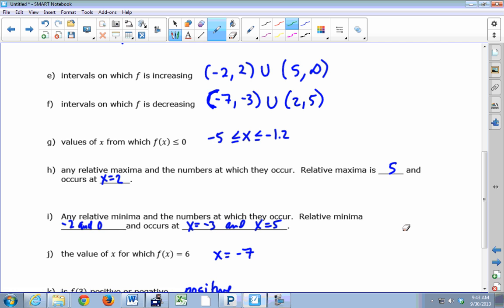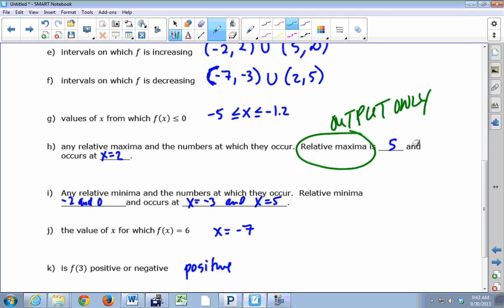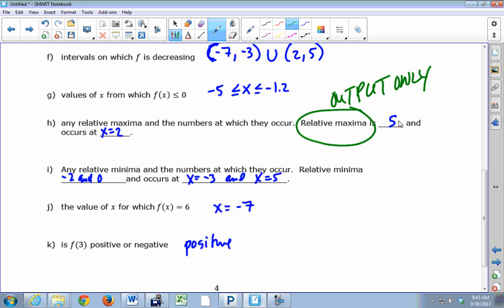That's the output. When you see this, we want output only. So I'm saying for Occurs at x equals 2. It occurs at an x value, not at two coordinates. Okay? So here's your output, which is what you typically call your y value, and where it occurs is what you typically call your x value.